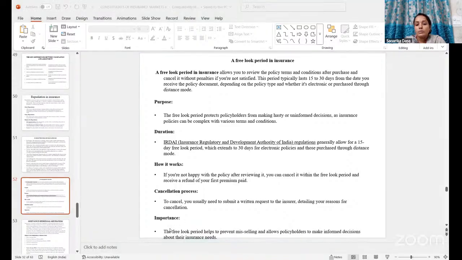Now, why is it important? The free look period helps the policyholder take a proper decision regarding the insurance policy which he is going to take, as per the needs and requirements of the policyholder. So this is about the free look period.